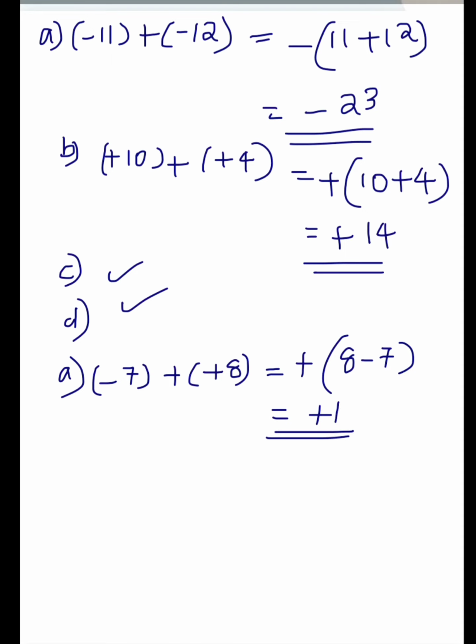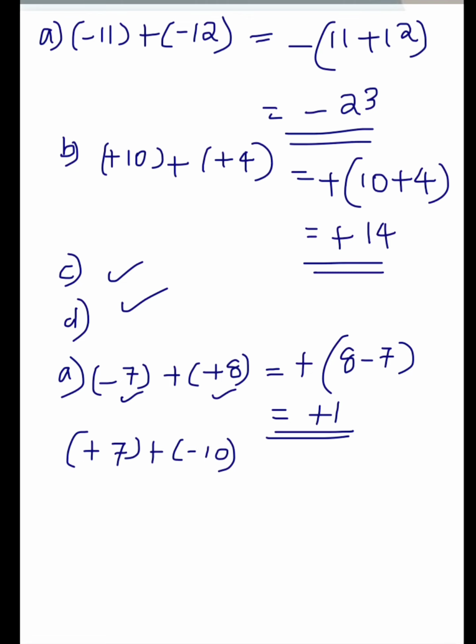Understand? Okay, here one is negative and another one is positive. So you have to subtract them and put the sign of bigger number. Okay, now B is similar to this question, so that you have to do by your own. And now let's see C. What is C? Plus 7 plus minus 10.